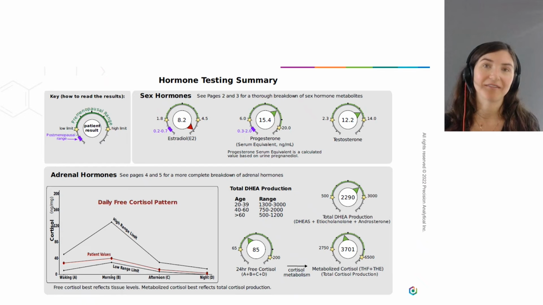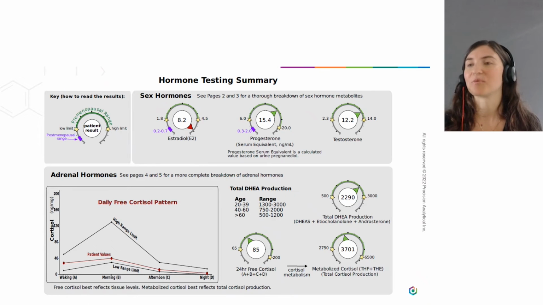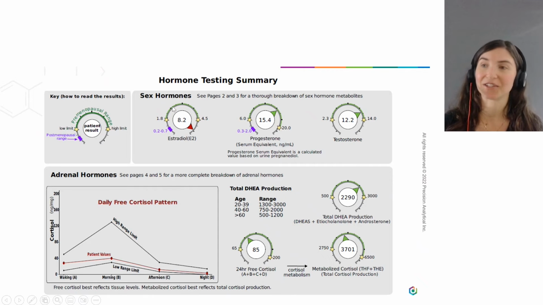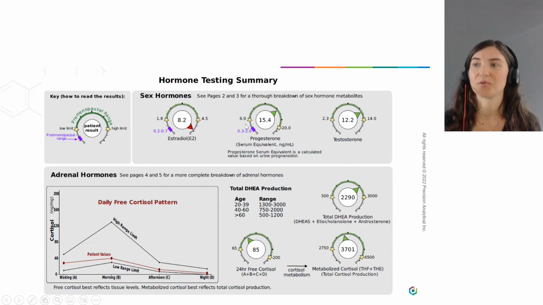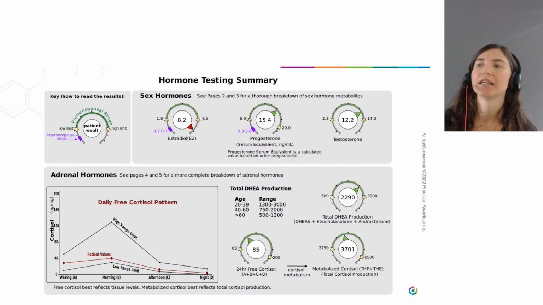This is page 1 of a Dutch Complete. This is more of a summary page. And so we can see some of the important markers side by side here. What I like about page 1 on a female report is we can see the most potent estrogen, estradiol, right next to the progesterone. And on page 1, we have the calculated serum equivalent for progesterone. And her serum equivalent is 15.4. That looks great. I love to see progesterone around 15, especially for fertility. For fertility, I like to see around 15, 20.